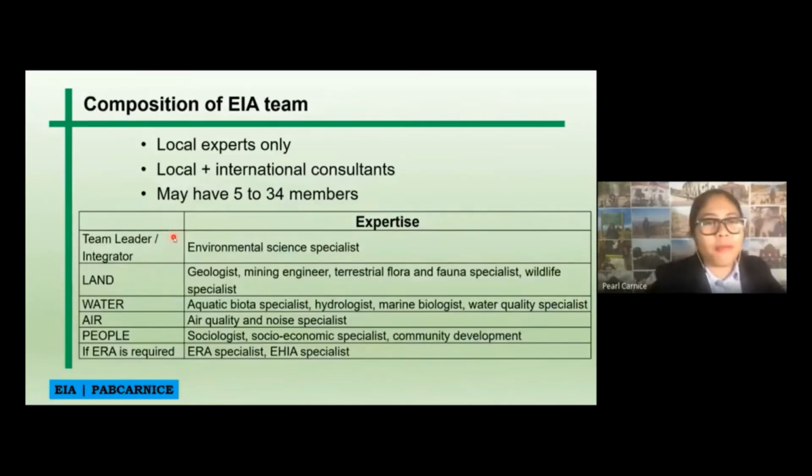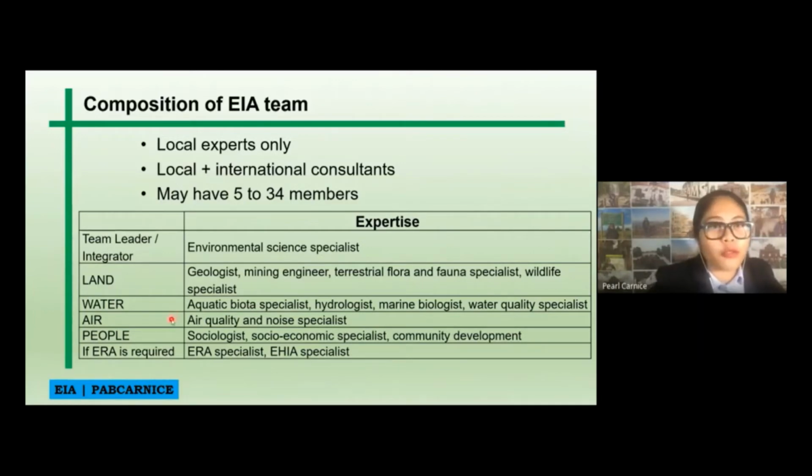So as you can see, the members of the EIA preparer team should be experts in the different ecosystem states. For example, a member should be an expert on the land. So he or she could be a geologist, a mining engineer, a terrestrial flora and fauna specialist, or a wildlife specialist. The next should be an expert with water. So he or she could be an aquatic biota specialist, hydrologist, marine biologist, or water quality specialist.